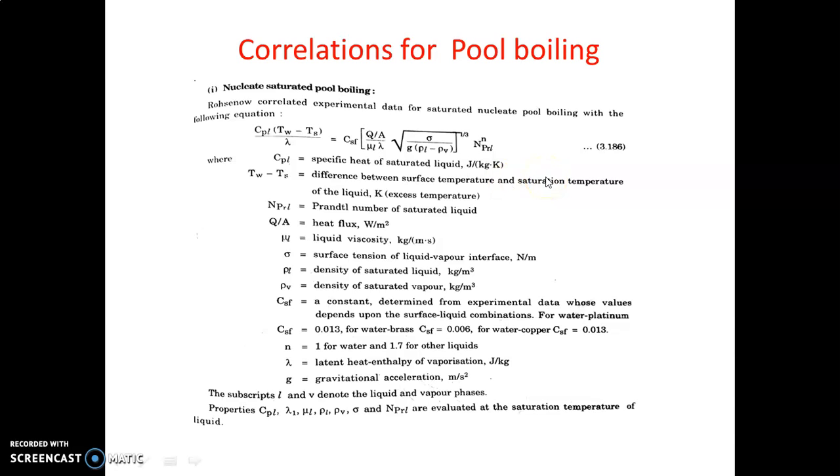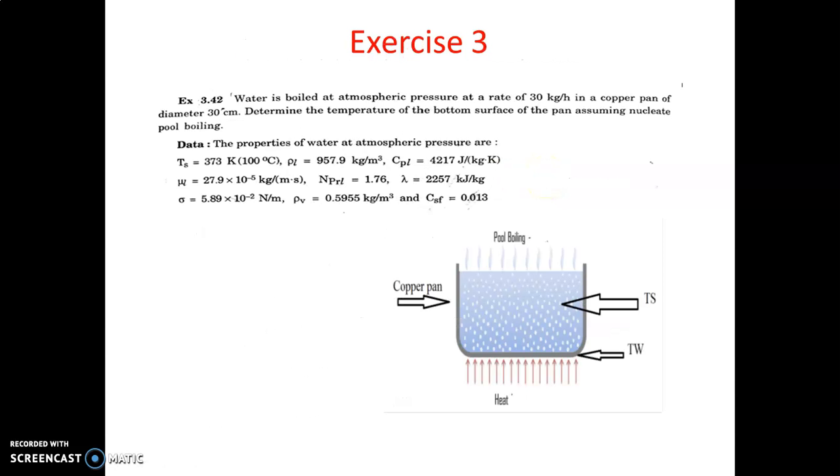Now I will discuss the problem which is based on that correlation. I will read the problem. Water is boiled at atmospheric pressure at the rate of 30 kg per hour in a copper pan of diameter 30 cm. Determine the temperature of the bottom surface of the pan, assuming nucleate pool boiling.